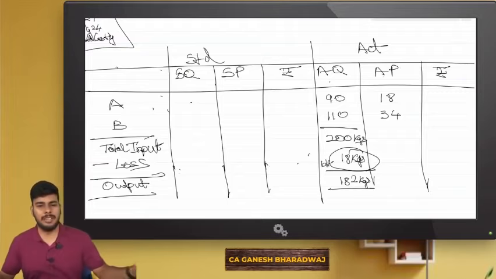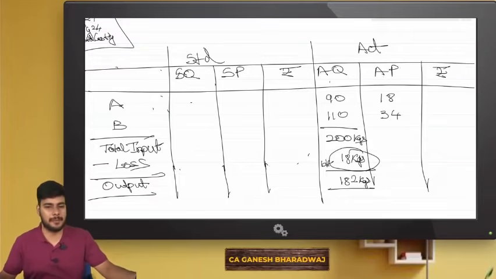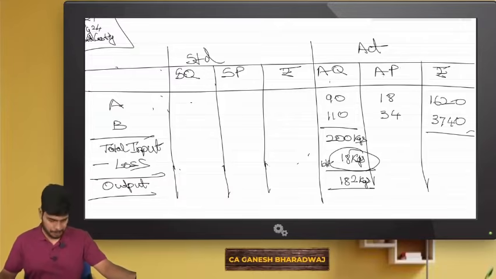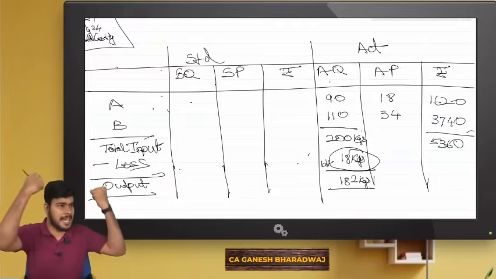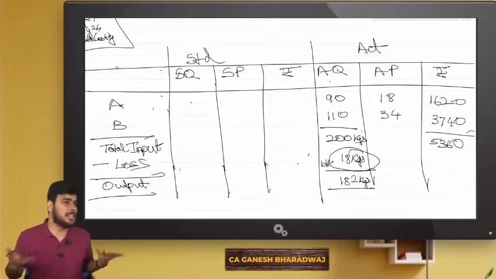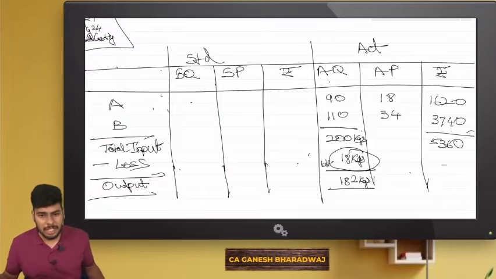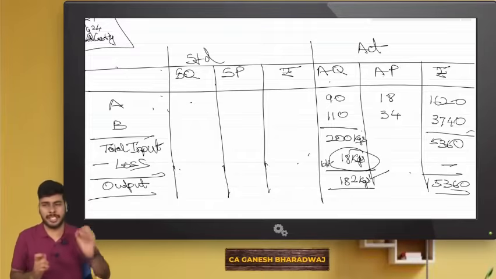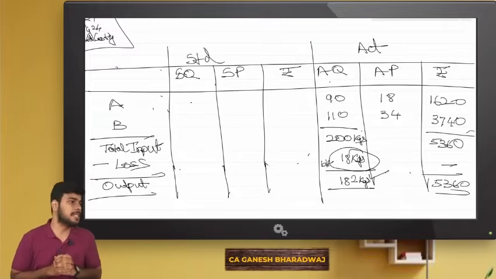Now, can you just multiply these two and tell me what's the figure here? 90 into 18, how much is it? 1620. 110 into 34: 3740. Fine. What's the total? 5360. This is the cost I incurred on how many kgs? 200 kgs. But invariably 18 kgs I lost. There is no savings on that. That is lost. So can I say, only if I incur 5360, I will get good output of 182 kgs. Does it make sense or not?